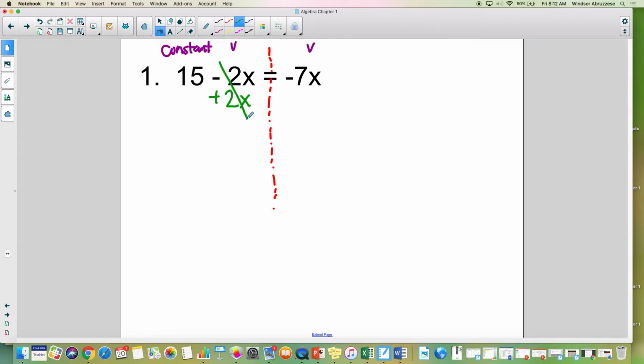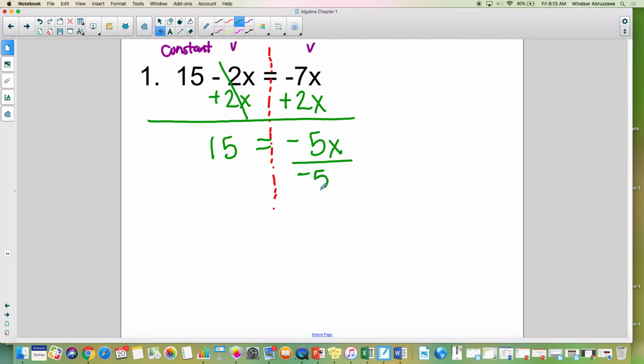So in order to solve this, I'm going to get all my variable terms to one side and my constants on the other. So let's eliminate this minus 2x by doing the inverse, which is add 2x. Because when I eliminate it on this side, I also have to add it to this side. So I'm left with 15 equals, what is negative 7x plus 2x is -5x. Now I'm just at a standard one-step equation. You divide both sides by the coefficient, because that's the inverse, division, and you're left with x equals -3.